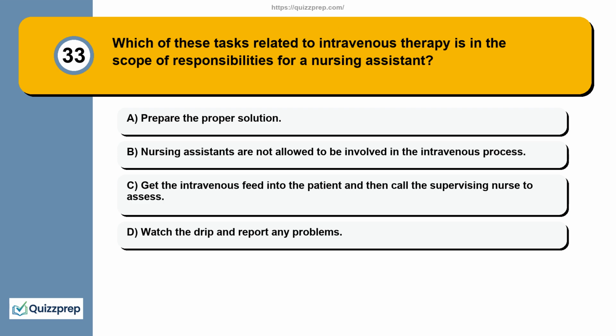Question 33. Which of these tasks related to intravenous therapy is in the scope of responsibilities for a nursing assistant? Prepare the proper solution. Nursing assistants are not allowed to be involved in the intravenous process. Get the intravenous feed into the patient and then call the supervising nurse to assess. Watch the drip and report any problems.